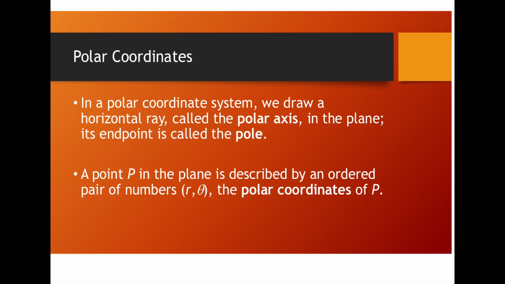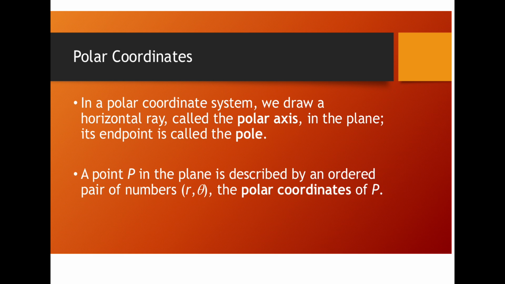So in the polar coordinate system, just like we have done a lot in this section, we're going to have a horizontal ray, kind of our starting ray. That's going to be our polar axis, and it's going to be in the XY coordinate plane. So we have a starting point, and the end point is going to be our pole.